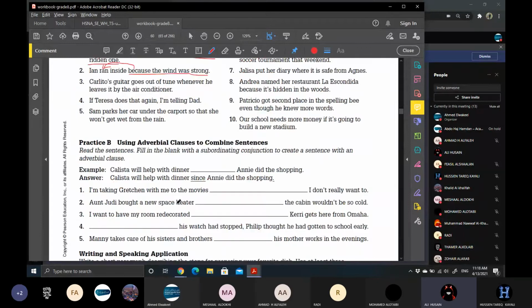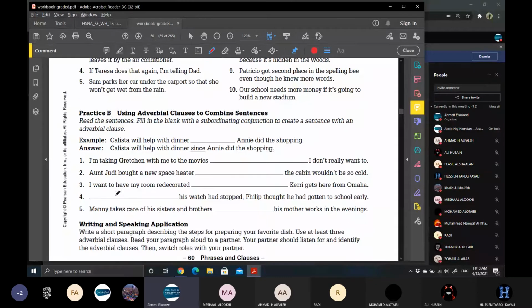I don't think so. Practice B: fill in the blank with a subordinating conjunction to create a sentence with an adverbial clause. So I'm taking Gretchen with me to the movie, blank, I don't really want to. Even though, or although, or even if. Any one of them is correct. So the answer in practice B may vary.